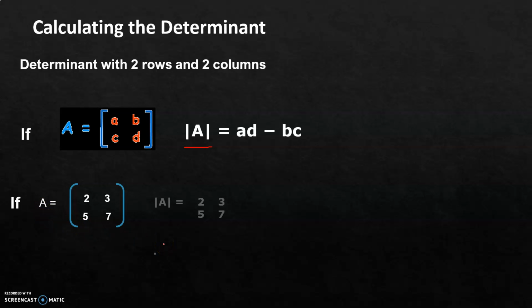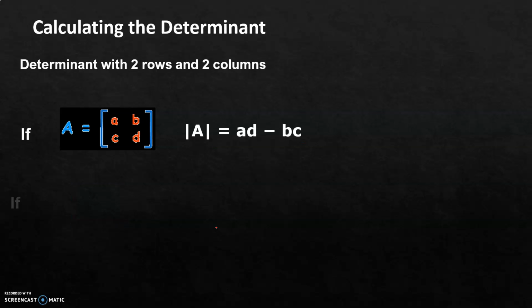If A is equal to 2, 3, 5, 7, and you want to calculate the determinant value of matrix A, it is written like this: determinant of A, and we need to use vertical lines instead of the brackets here. So the determinant of the given matrix 2, 3, 5, 7 is equal to, by the formula we know, ad minus bc. It means 2 into 7 minus 3 into 5. That is equal to 14 minus 15. It will be negative 1.